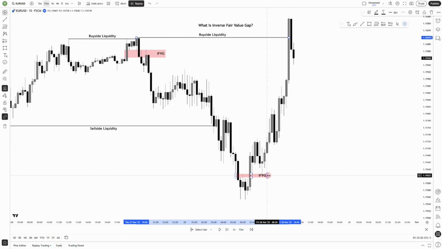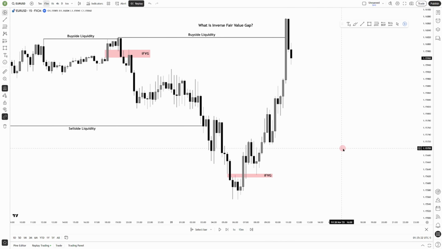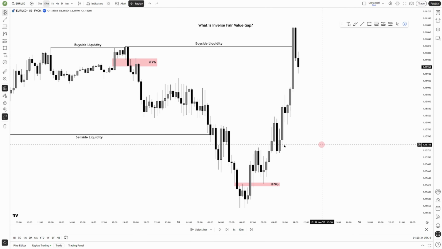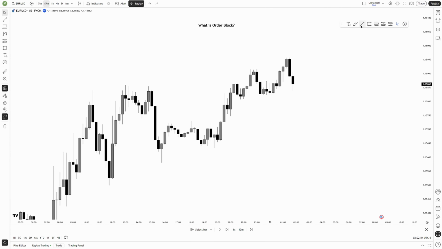So this is the way it works. You have to look for opposite direction fair value gaps to get inverted in order to validate an inverse fair value gap. Now let's see what an order block is.